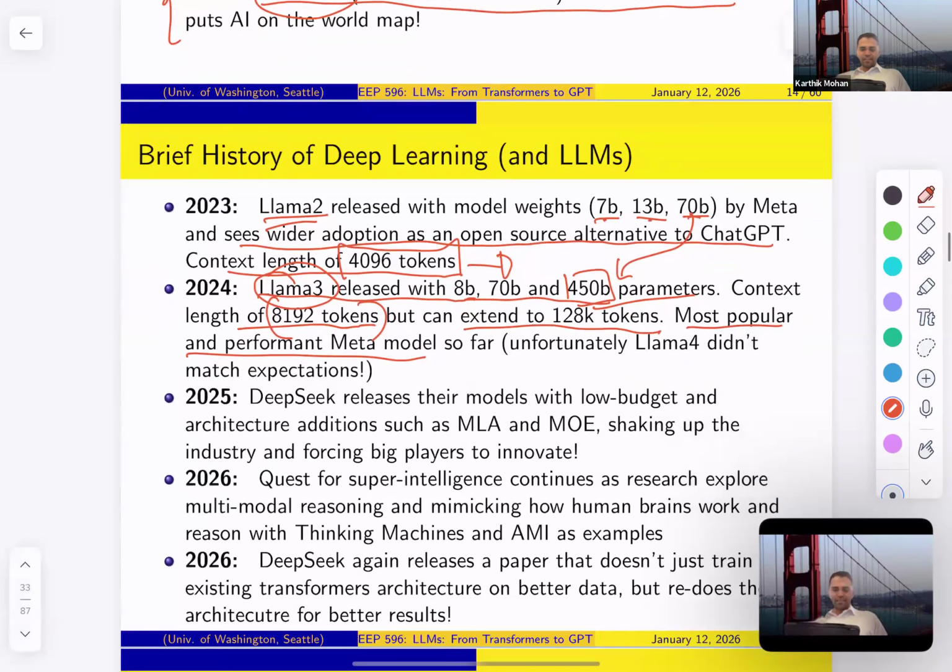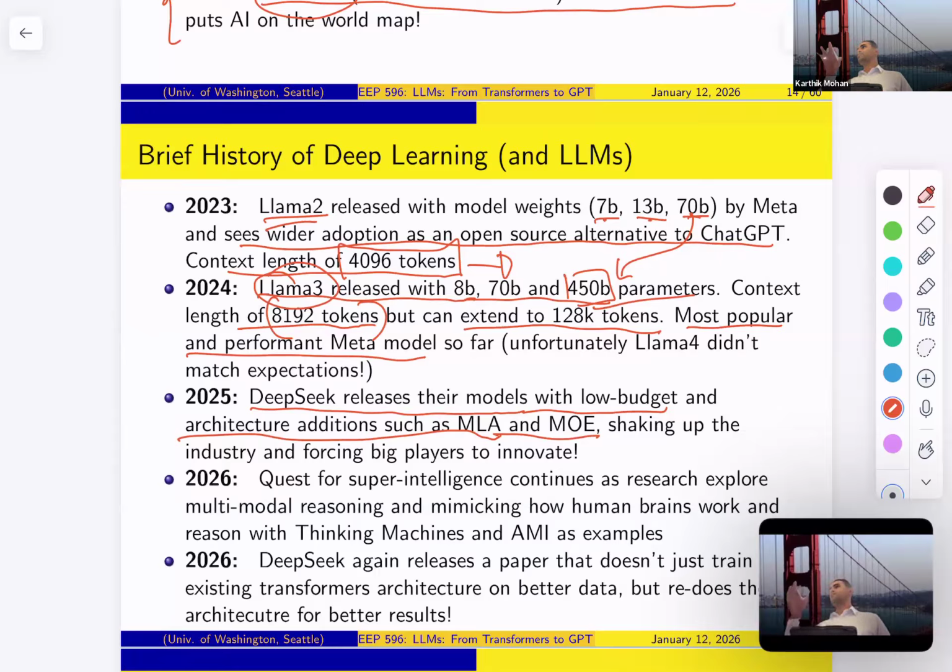And then DeepSeek did its own thing. Last year, DeepSeek released their models with low budget and architecture additions like multi-latent attention and mixture of experts. And this shook up the industry because they were claiming similar performance to top models like GPT and Gemini, but with much lower cost. And the big tech companies were like, what are we doing? Why are we spending so much money if these guys are able to do it with less, right? So these were disruptions. DeepSeek really disrupted the big tech industry, and that's good because it forces you to innovate.